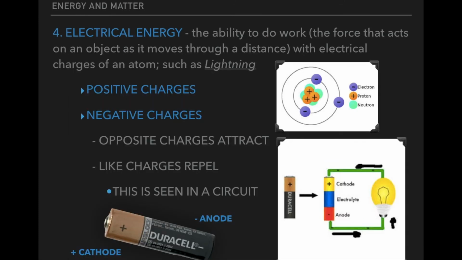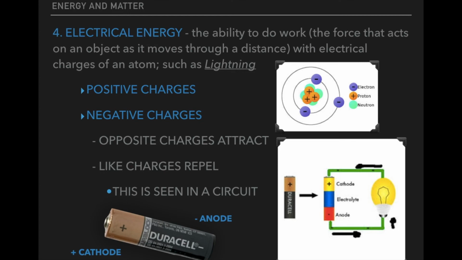Now, electrical energy, again, is dealing with the force, the ability to do work of moving an object through a distance. And by doing this, we're able to focus on the electrical charges of the atom. It's focusing on the positive charges, the negative charges. The battery is moving electricity from the anode to the cathode. So basically we have work, moving through a distance to the light bulb around that circuit. The anode is the negative end, the cathode is the positive end.